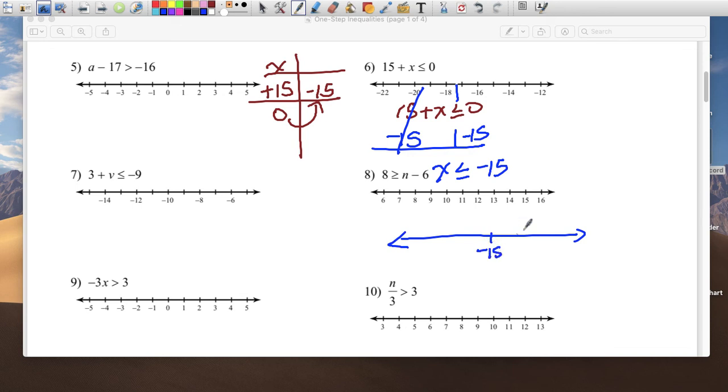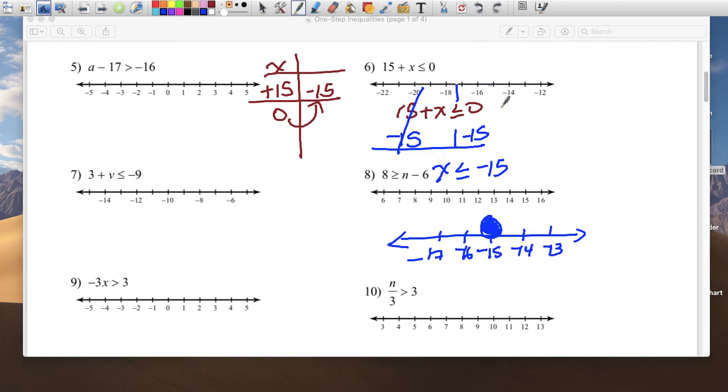So it's negative 15, negative 14, negative 16, negative 17, negative 13. For a circle, less than or equal, right? So I know we can shade this. The reason we're shading this is because we replace this with negative 15. Negative 15 is not less than negative 15, but negative 15 is definitely equal to negative 15. So negative 15 is part of the solution. It's one of the numbers that will work if I replace the x, right?